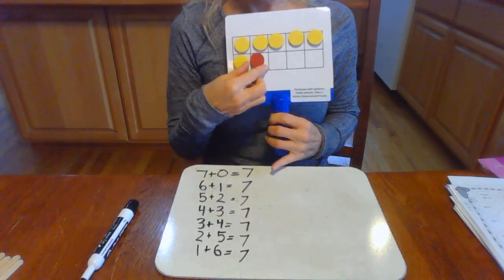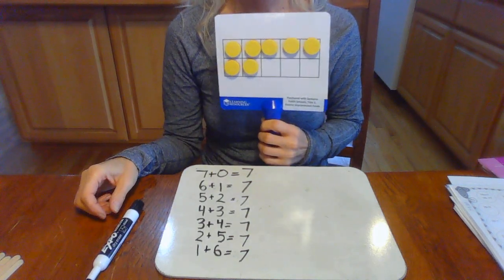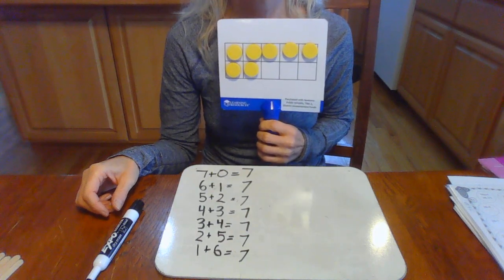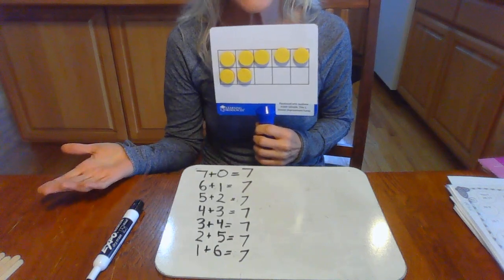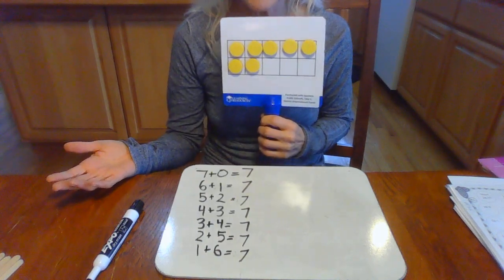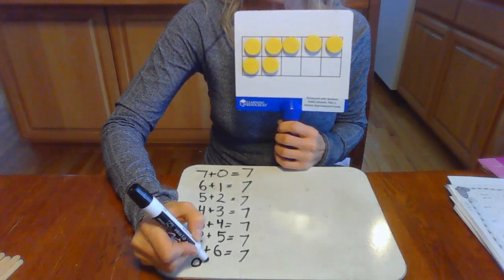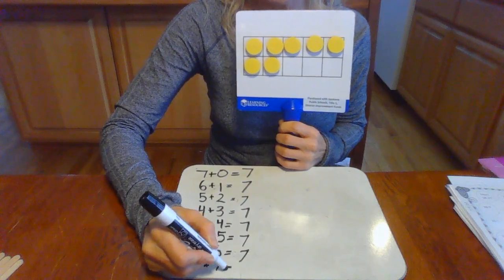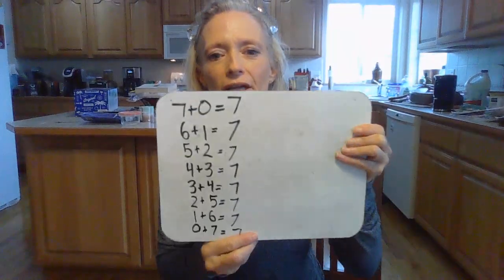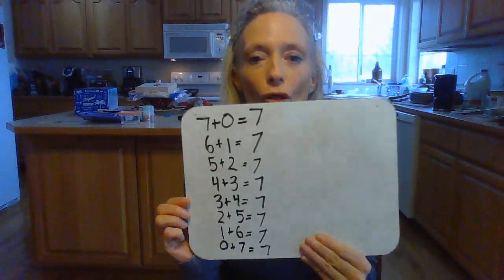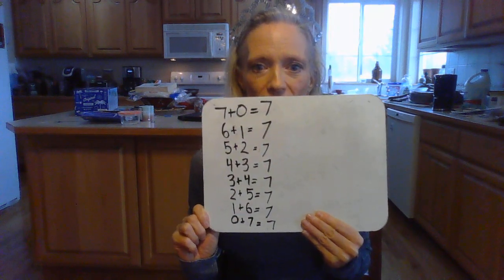And now we're ready for the last combination of 7. Flippity flop. This time, how many of the counters are red? Yeah, you're right, 0. How many are yellow? All 7. How many all together? 7. So 0 plus 7 equals 7. Okay, now Mrs. Foster's going to put this up here. And here are all the ways that the two numbers can go together that make the number 7.